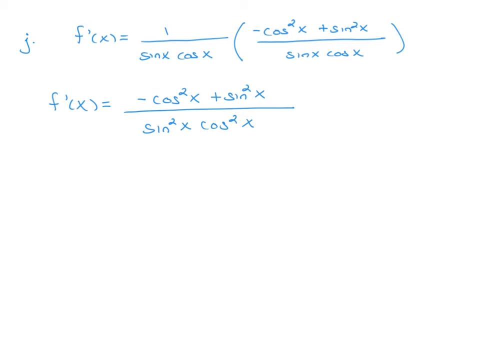Let's see. I mean, I guess that's fine. We could leave it like this. We could also split this up into two separate fractions, canceling a cosine squared and a sine squared.